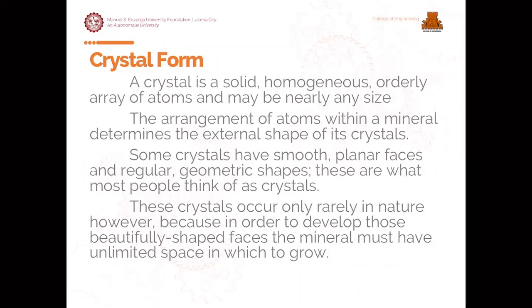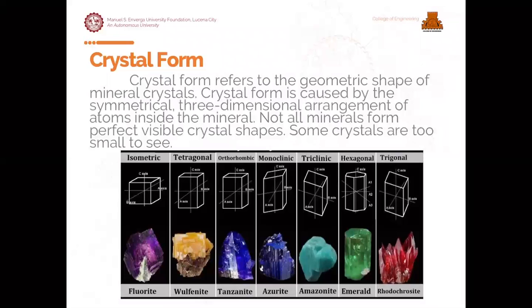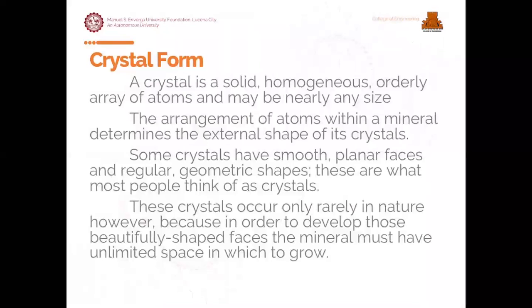So kapag sinabing crystal, laging nasa isip ng tao yung mga generic lang na shape, no? Pero generally kapag pinag-aralan natin yung mga iba't ibang shape talaga, napakarami na, no? So like for example, itong mga 2, 4, 6, 7 na system na 'yan, may mga sub-classification pa 'yan. So it's either nagiging siyang combination ng one or two systems, depending dun sa pagkaka-form nung mismong mineral.